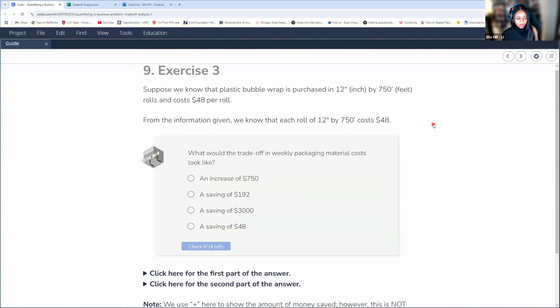Now let's move on to exercise 3. Suppose we know that plastic bubble wrap is purchased in 12 inches by 750 feet. And each roll is going to cost $48 per roll. Here comes the math. From the information given, we know that each roll of 12 inches by 750 feet costs $48. What would the trade-off in weekly packaging material costs look like?